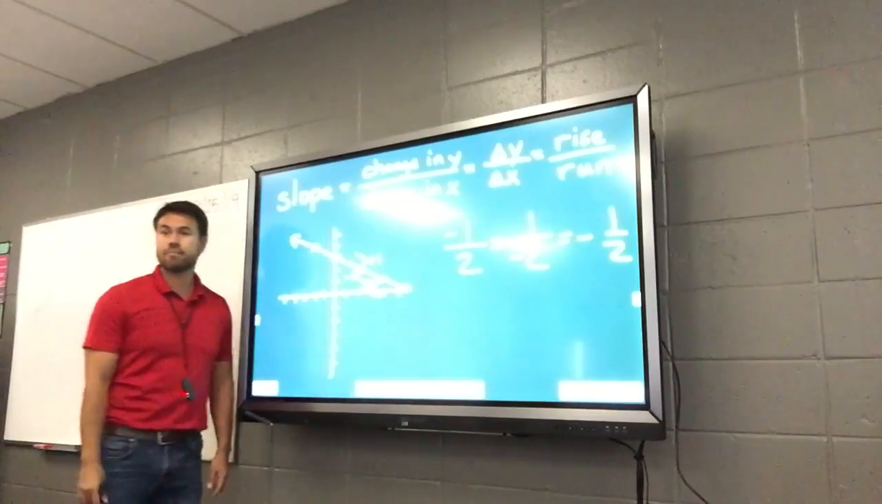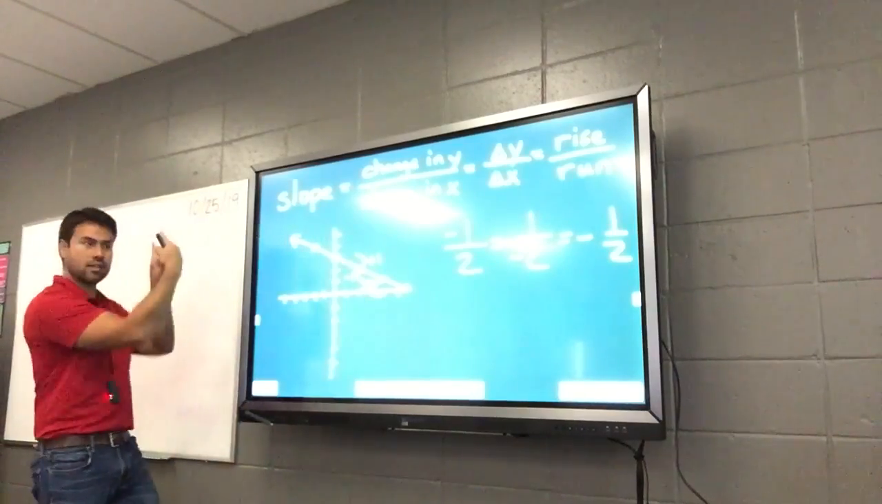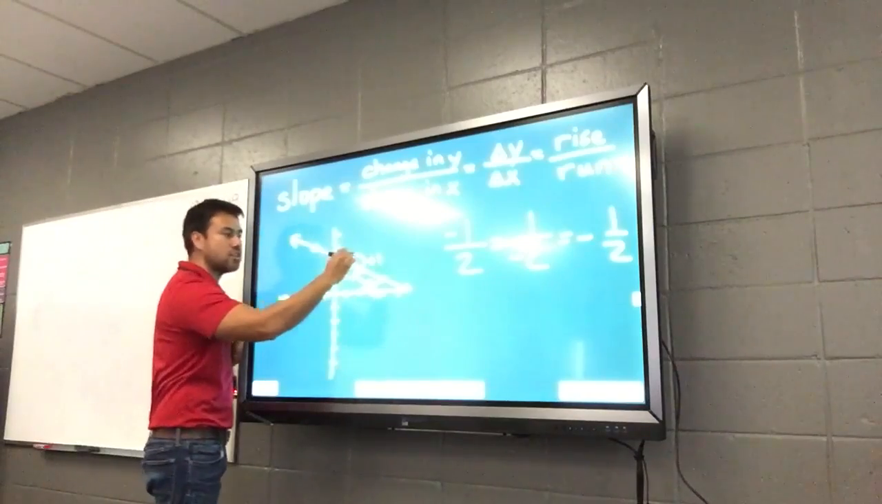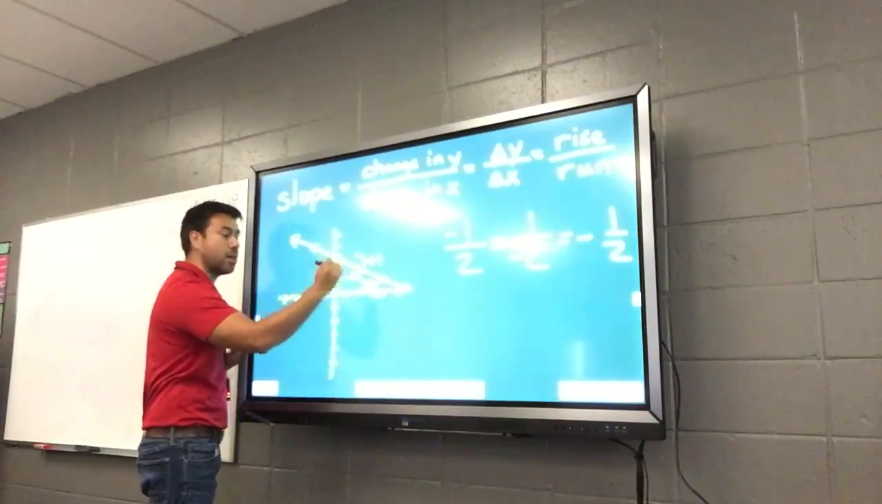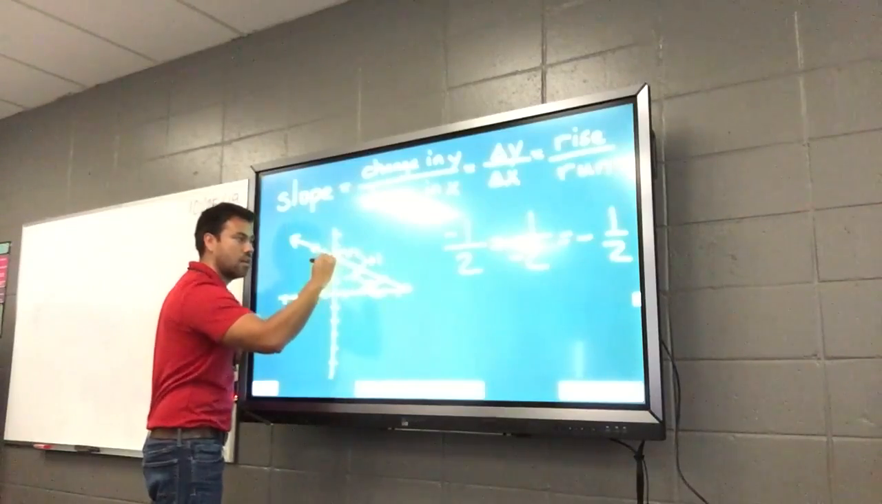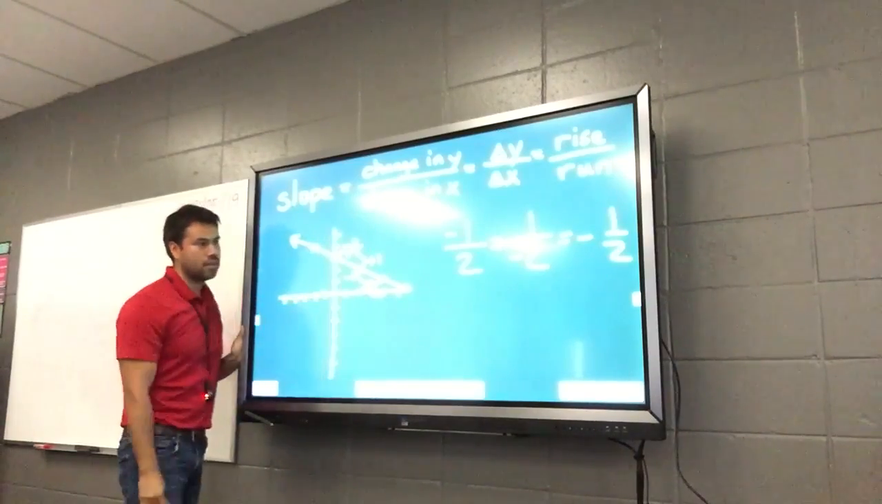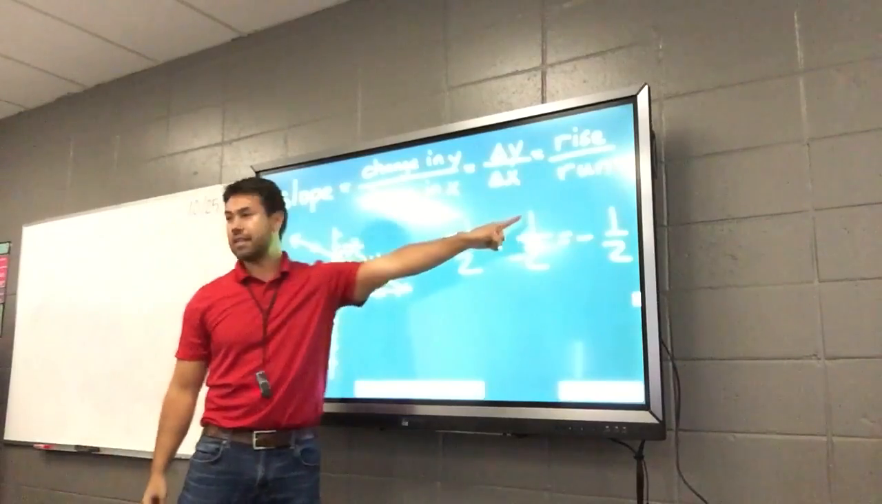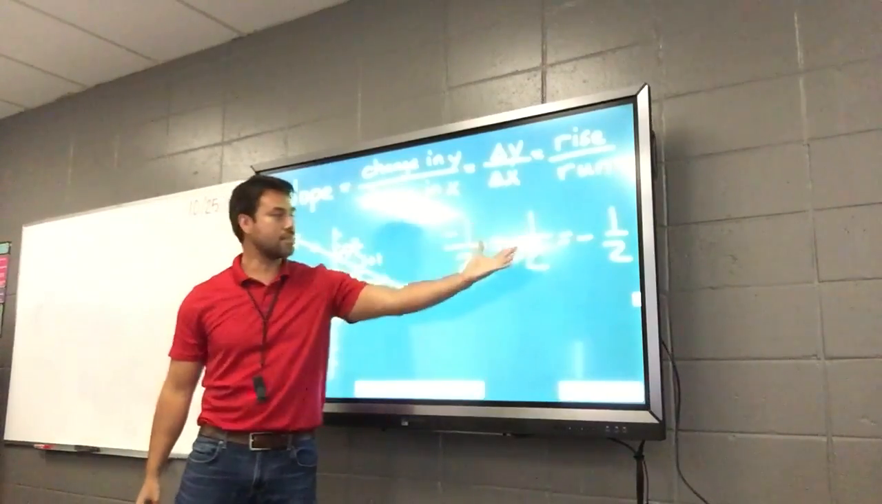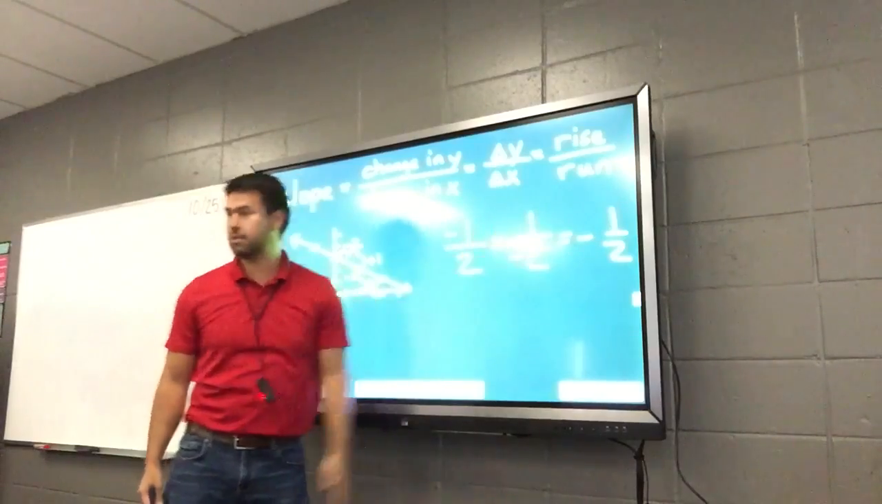+1, wasn't it? Wasn't it up 1 if I'm going to the left? And then what's my change from this point to this point on the x-axis? -2. So doesn't it look like this? Okay, it's the same thing. I got this, I got that, but they're both the same thing.